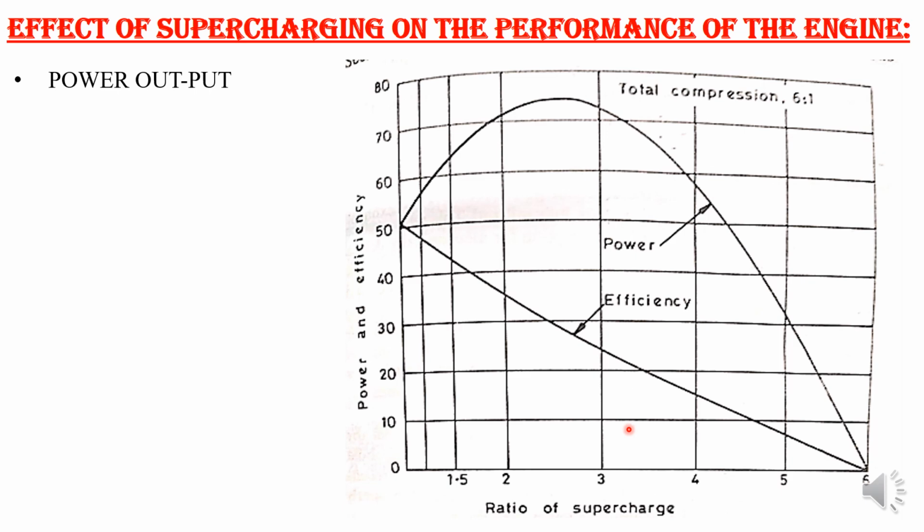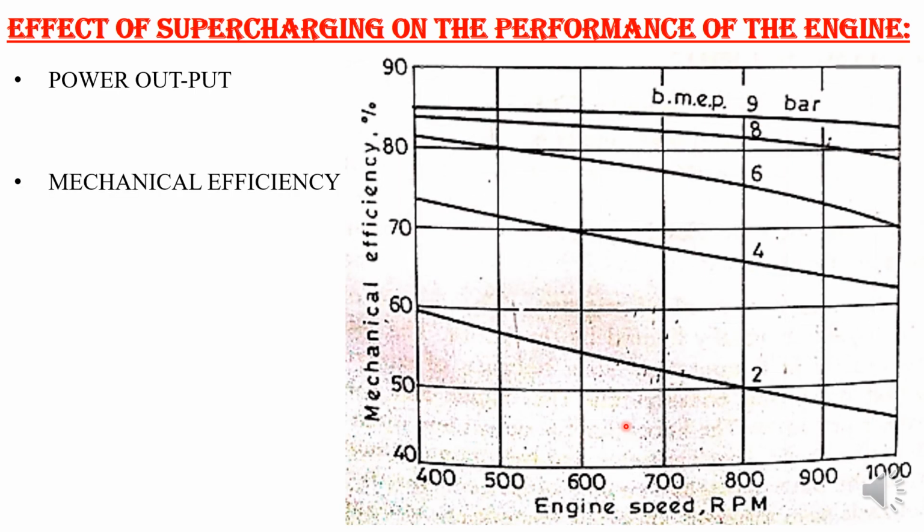So next will be your mechanical efficiency. We can check it over here. It is given with respect to your engine speed and the pressure. Mechanical efficiency: an increase in the supercharging pressure increases the load. Hence larger bearing areas and heavier components are needed. So this increases the frictional force.